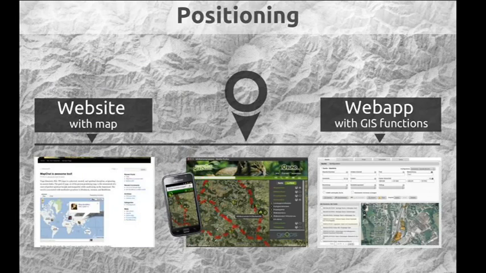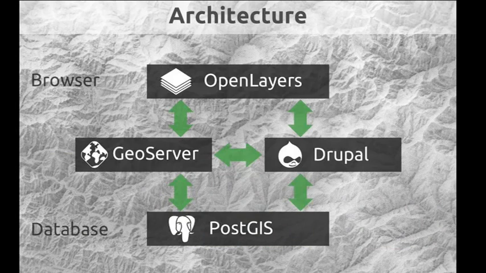So where can we position Kataro? On one side, we have a basic map, for example with Google Maps. On the other hand, we have complex web applications with GIS functions, and Kataro is right in between. So if you have a website with a little bit more advanced functionalities, Kataro might be interesting.